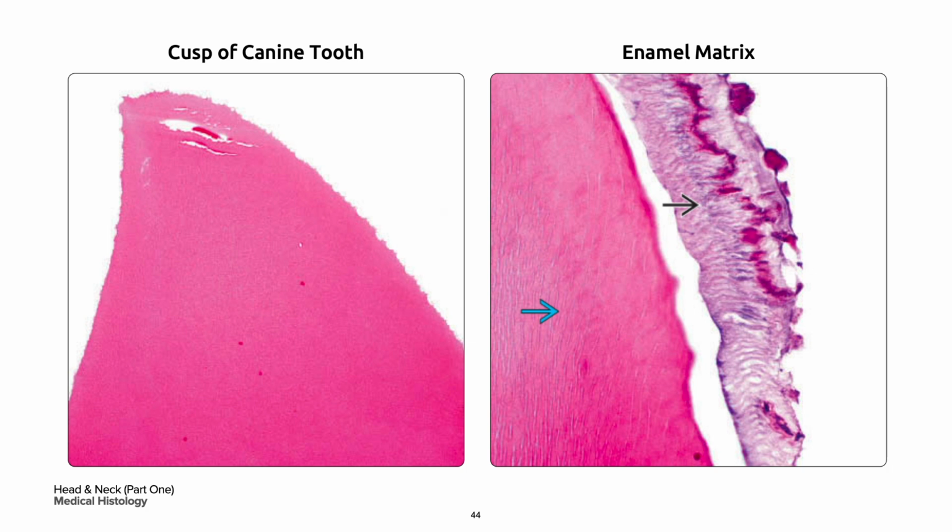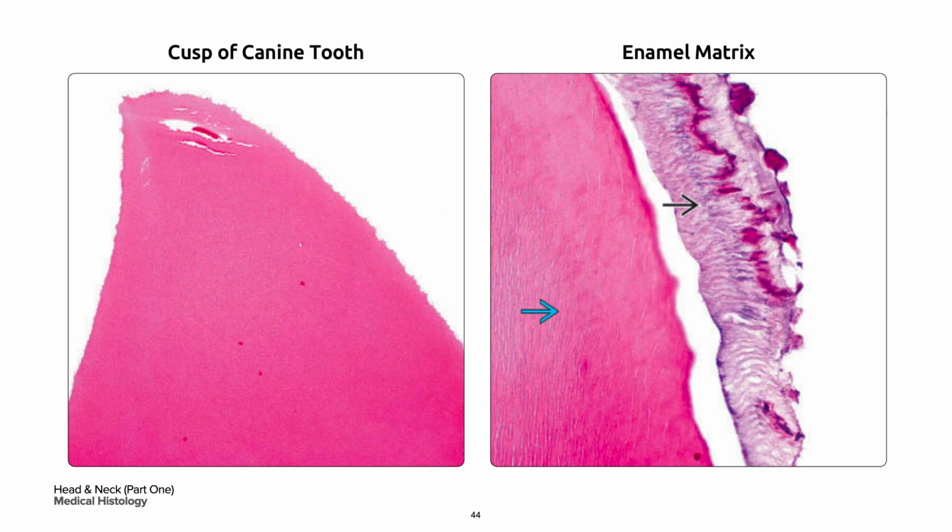We have on the left an H&E showing the cusp of the canine tooth. Due to the demineralization process required for routine H&E preparations, no enamel is present. We have the enamel, which is made up of inorganic material, primarily of hydroxyapatite crystals.